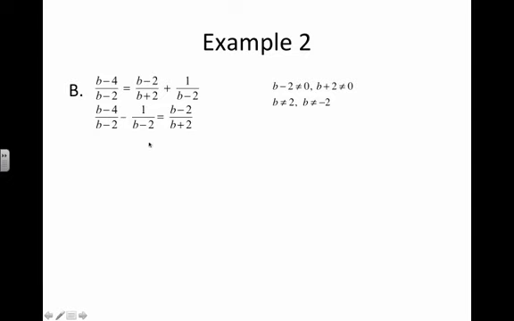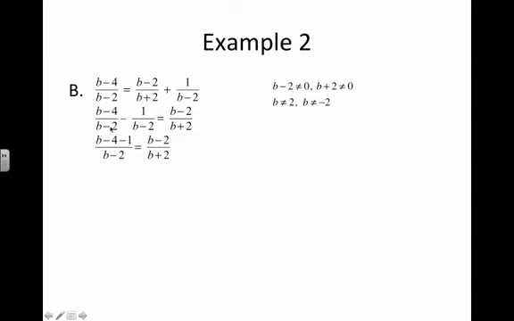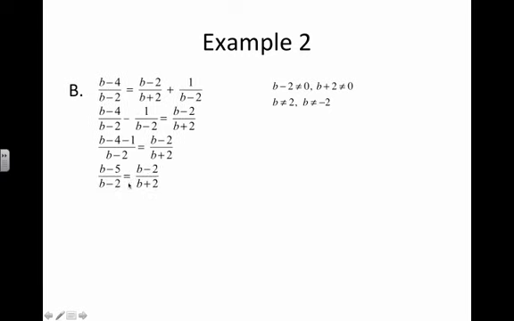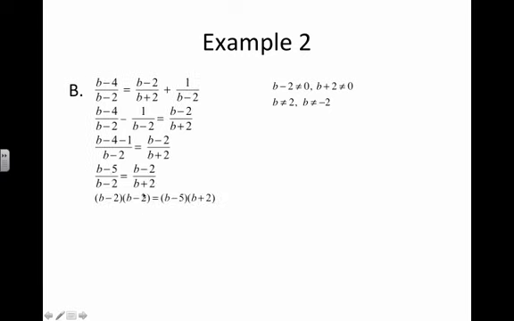So now I've got rational expressions with the common denominator, so I can actually go ahead and combine expressions. Remember, we use the common denominator, so b minus 2, and we actually combine the numerators. So b minus 4, and then we have minus, and then 1. Well, b minus 4 minus 1 is (b minus 5) over (b minus 2) equals (b minus 2) over (b plus 2). So now we've got one fraction equaling the other. It's time to cross multiply. So we have (b minus 2) times (b minus 2) equals (b minus 5) times (b plus 2).